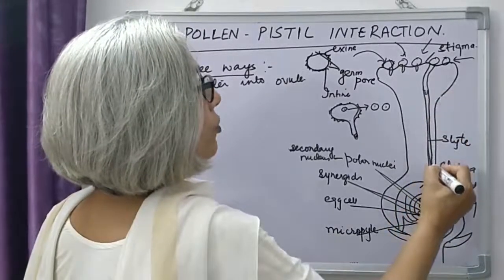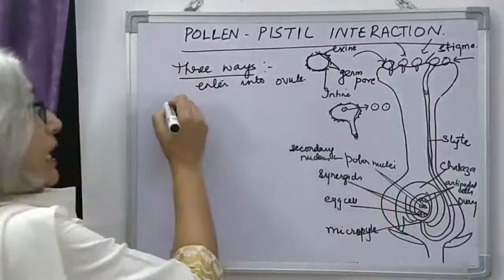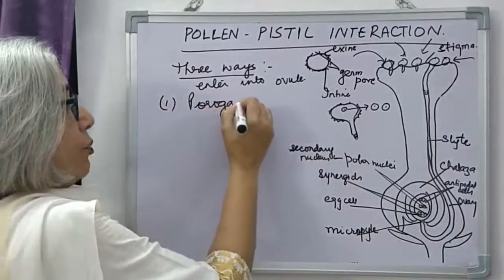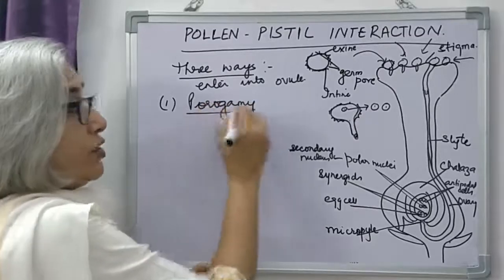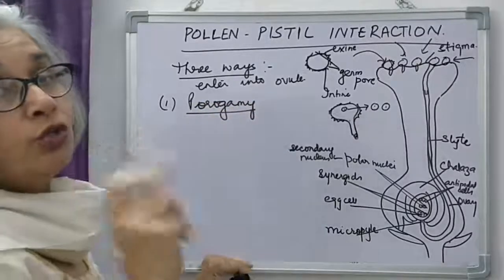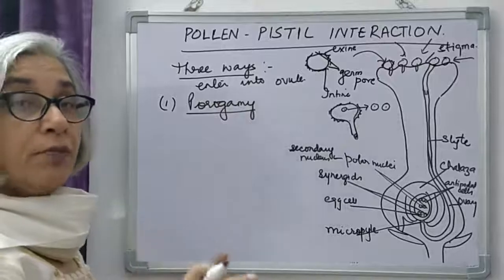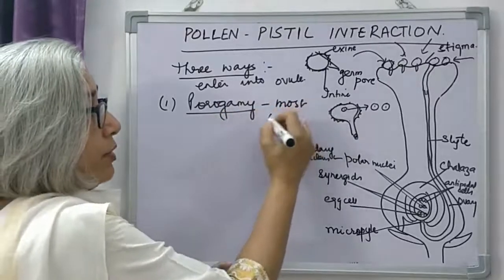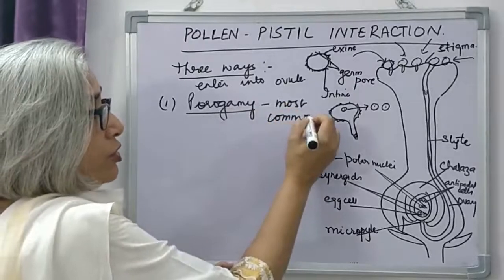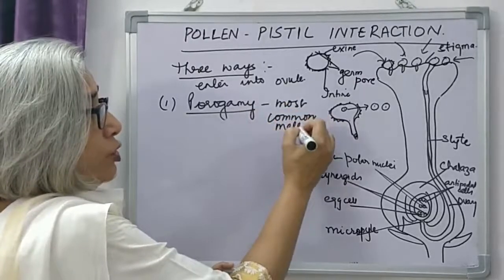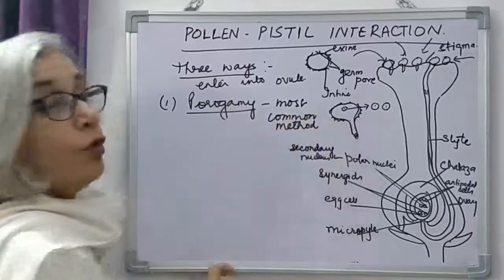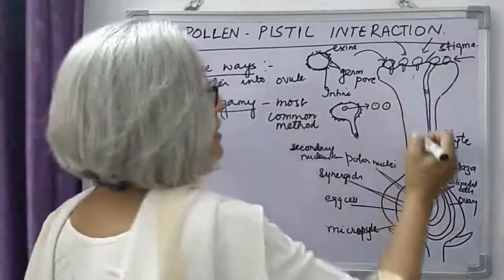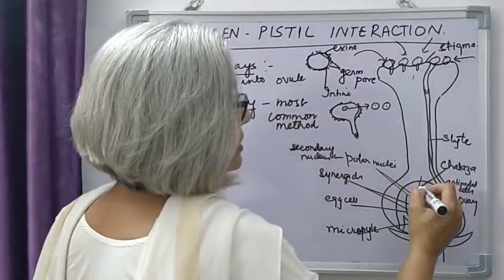Through the micropyle. The pore is the micropyle. This is called porogamy. Entry of the pollen tube through the micropyle into the embryo sac is called porogamy, which is the most common method of entry of the pollen tube into the ovule. Another method is if it enters directly through the chalaza.